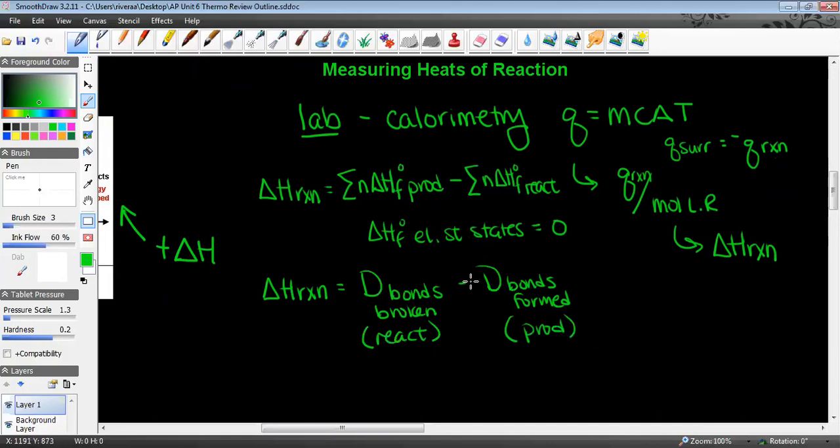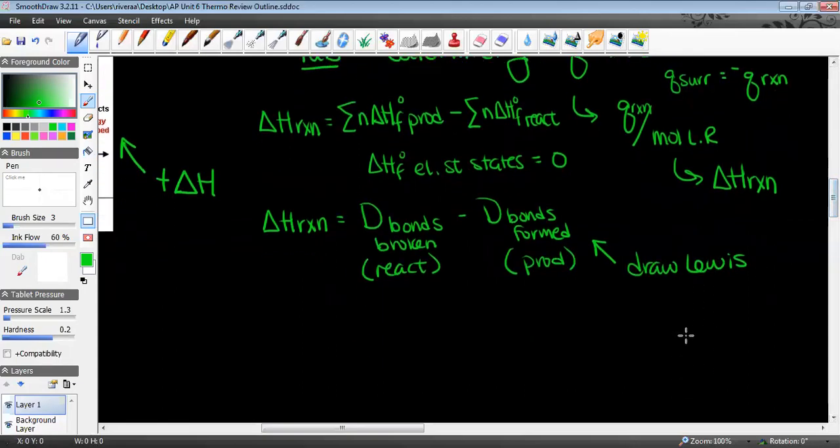And again, bond enthalpies are standard values. It's how much energy do you need to put in order to break apart a bond. So bonds broken minus bonds formed. And here, when you're doing this equation, you guys, remember, you got to draw your Lewis structures. Because like, for example, if one of your reactants is methane, you're breaking apart 4 carbon-hydrogen bonds, right? So you actually have to like count up how many of each bond is being broken in your reactants versus how many bonds would be broken in your products.